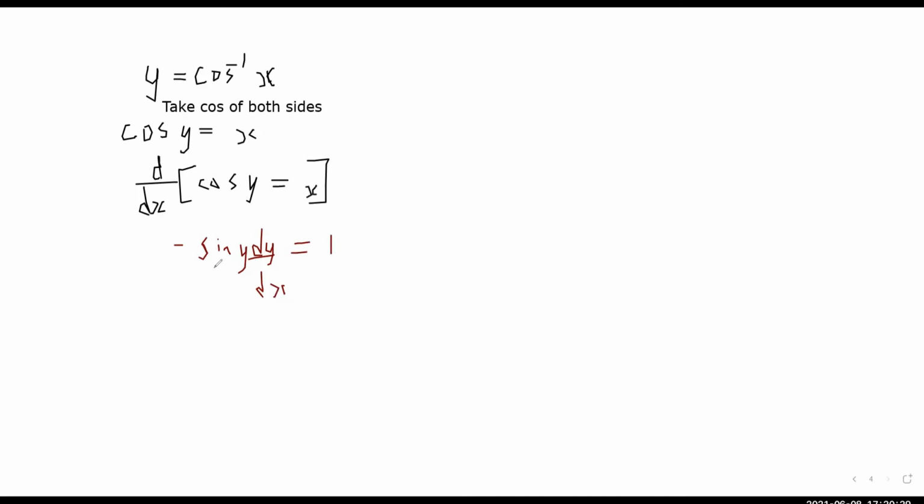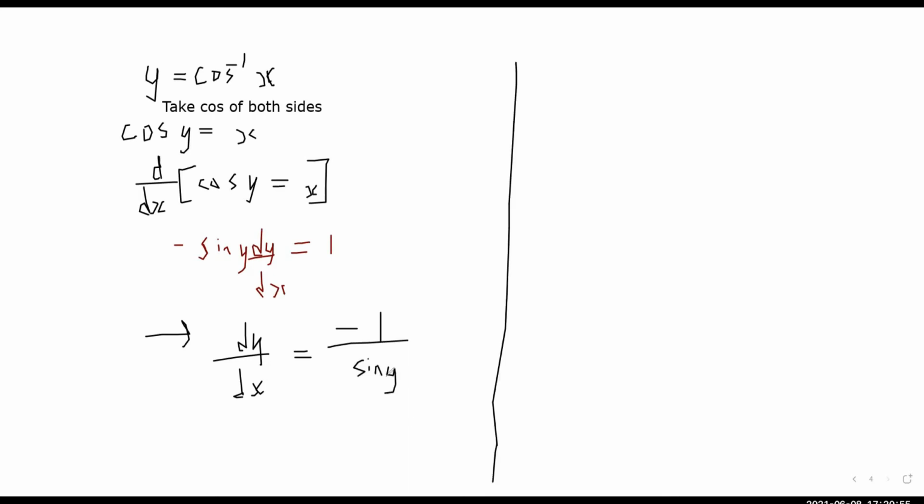Cool. So if we divide through by minus sine y, that implies that dy by dx is just equal to minus 1 over sine y. That's what we get when we divide through by negative sine y. We're almost done, but not quite. Remember what we're trying to prove: minus 1 over the square root of some things. So in order to get rid of the y, we need to find an expression that we can link back with x.